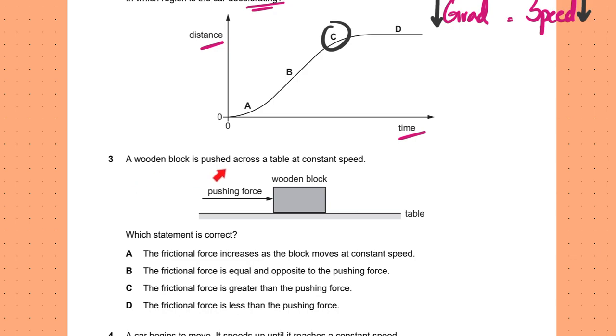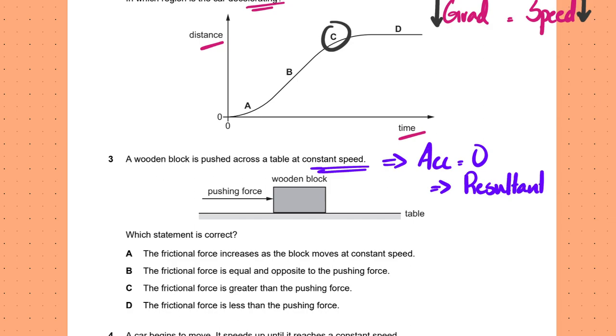3, a wooden block is pushed across a table at constant speed. Again, this says constant speed. In questions related to forces or in questions related to work energy, this means something very precise. If the speed is constant, in the language of kinematics, this means acceleration is 0. And according to Newton's second law, this means that the resultant force is 0.